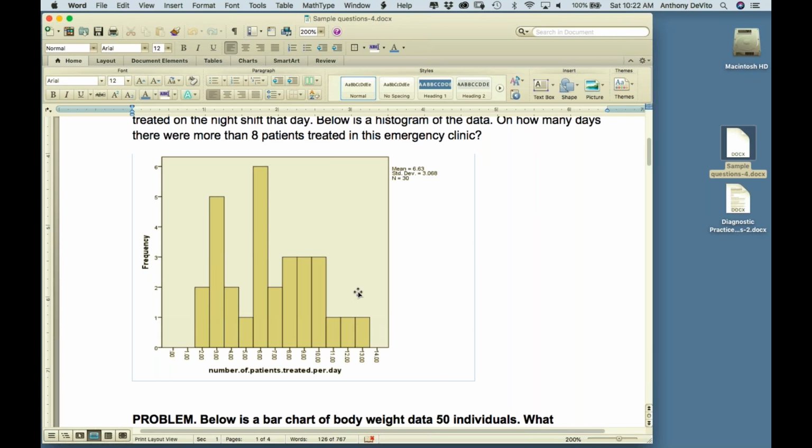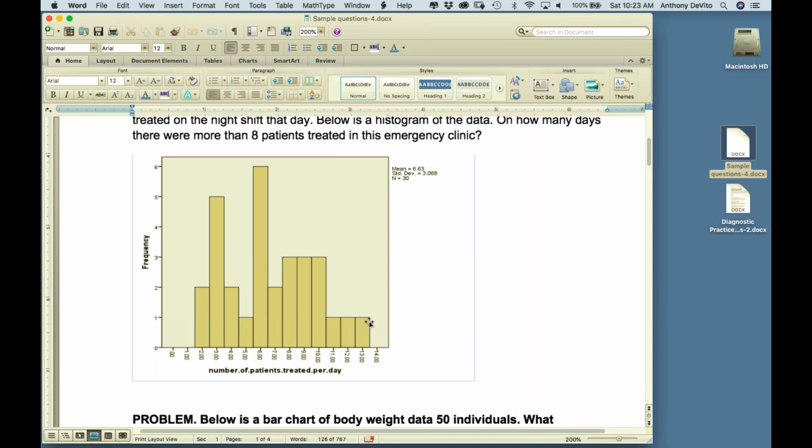Now, what about conditional probability? How often did we treat, given that we treated more than 10 patients? More than 10 patients means the only thing we're looking at is days when we treated 11, 12, or 13. Given that we're only looking at those times, what percentage of the time did we treat 13 patients in a day?